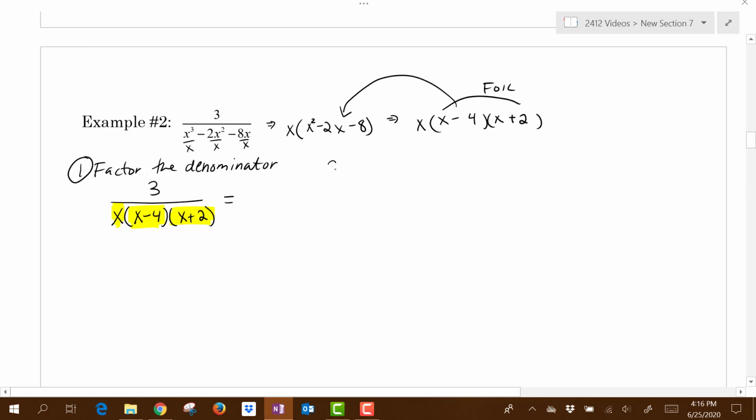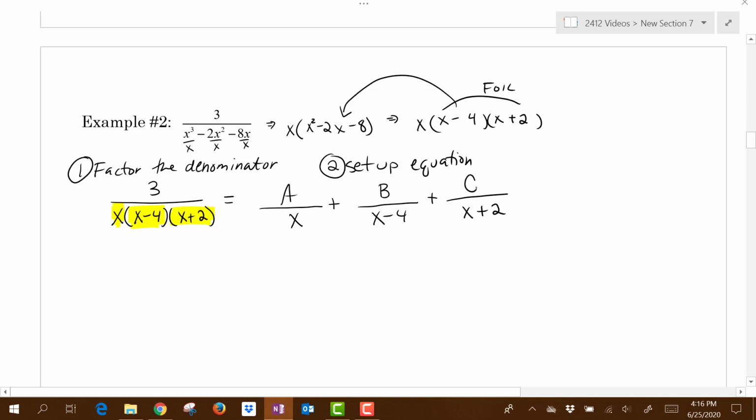Alright, second step is to set up the equation. What do we mean by that? We're going to write our equal sign. Each one of those non-repeating linear factors is going to become the denominator of its own partial fraction. Now on top of the fractions for the numerators, I'm going to write capital A, capital B, and capital C. So that's what we call setting up the equation.